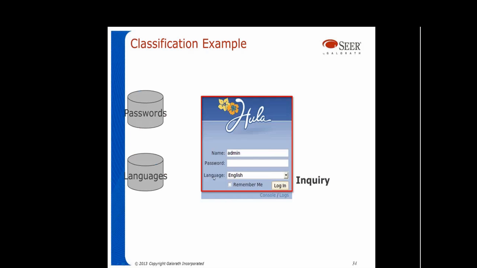Here we have an entry screen, a simple entry screen. Once you enter the username and the password, specify a language, no internal data is updated. It just checks the passwords file. If the passwords file matches the inputs, then the user is permitted access. No internal data is updated, so it's just an inquiry. In this case, though, we actually look at 2 files. We look at the passwords file, and also we use language translations, which are maintained in the languages file.